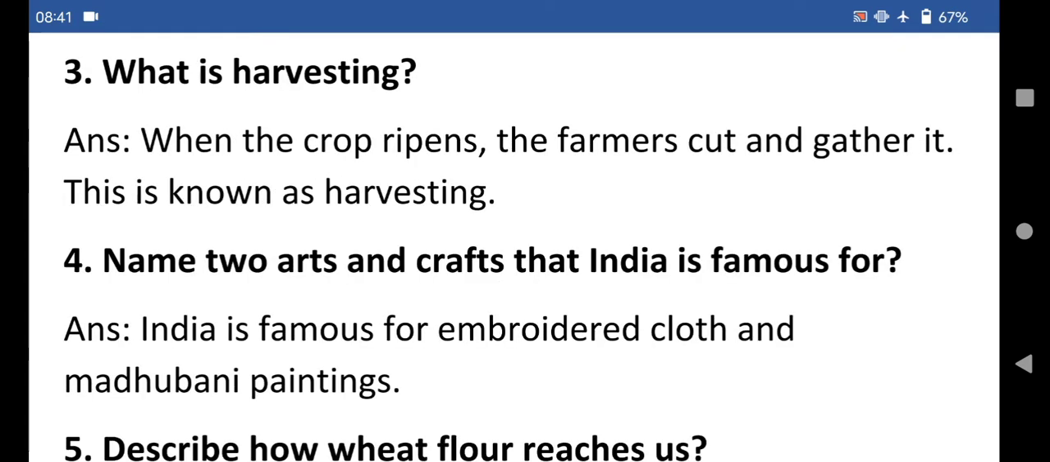Next 3, what is harvesting? When the crop ripens, the farmers cut and gather it. This is known as harvesting. So dear children, harvesting means when the crop ripens, the farmers will collect the crops. They will cut and gather the crops. That process is known as harvesting.